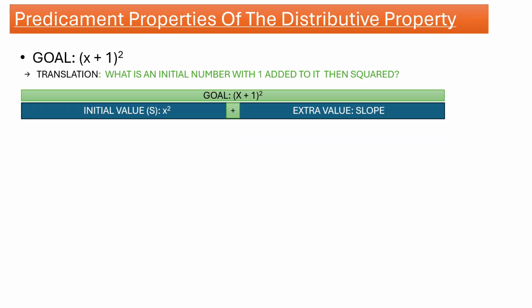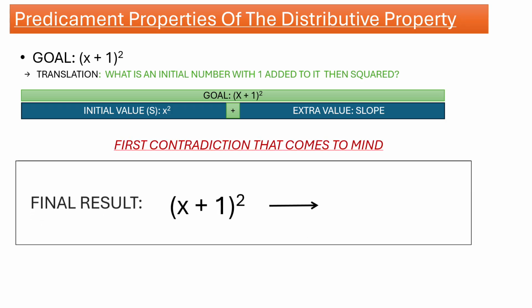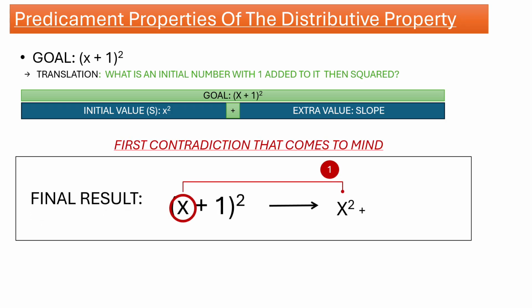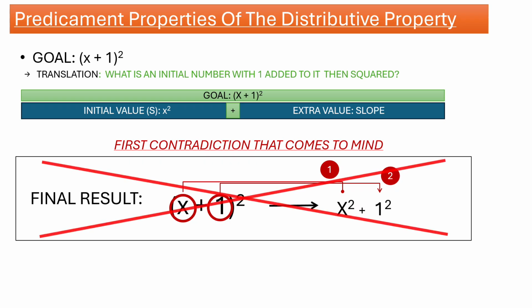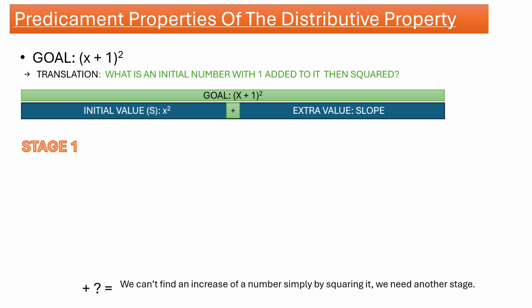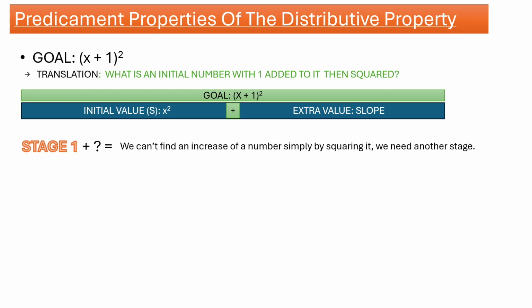We can use this chart right here to illustrate this. The initial values will simply be the first step, and the extra values will simply be the slope. One contradiction comes to mind when we think about this: that the final result will simply be x squared plus 1 squared, but that's just not true. That's only the first stage of the equation. We can't find an increase of a number simply by squaring it. We need another stage for this.